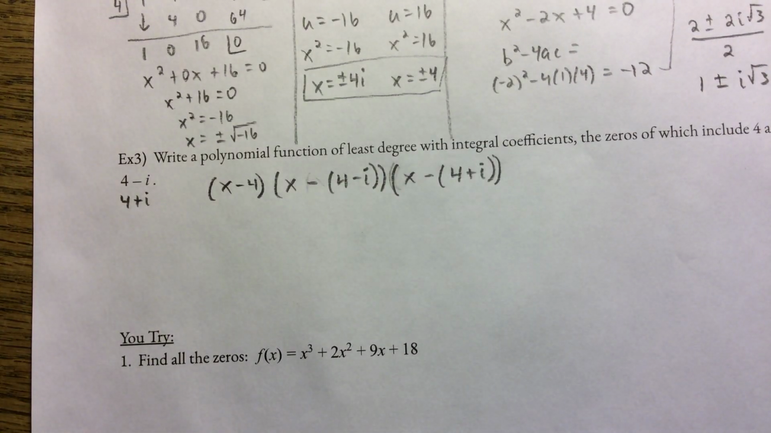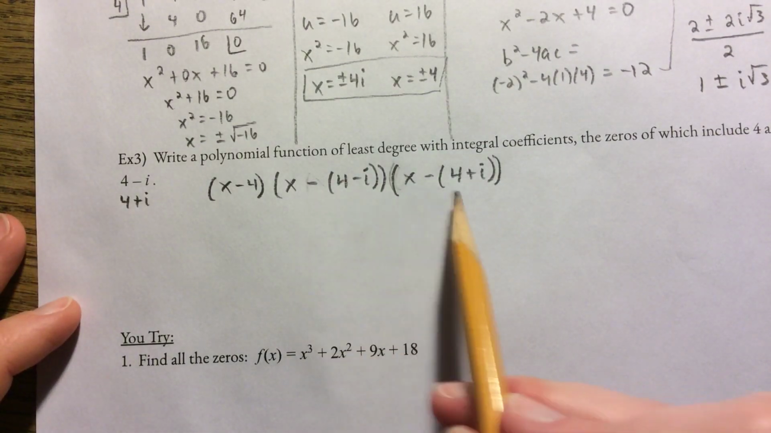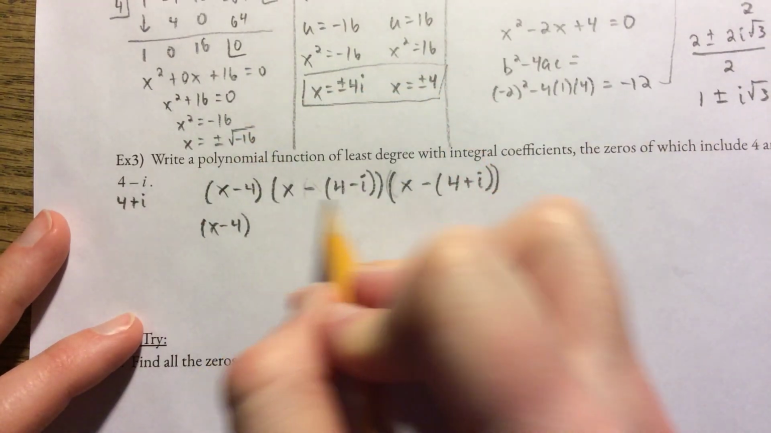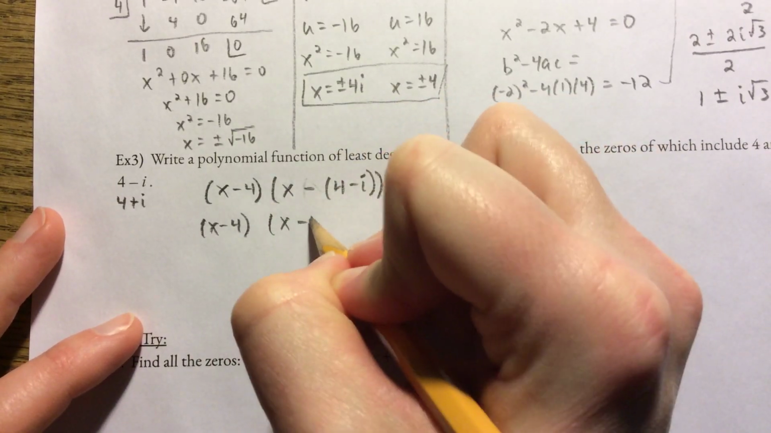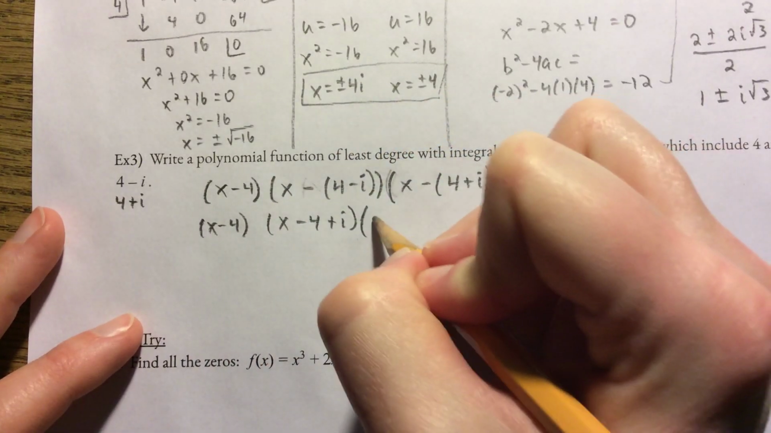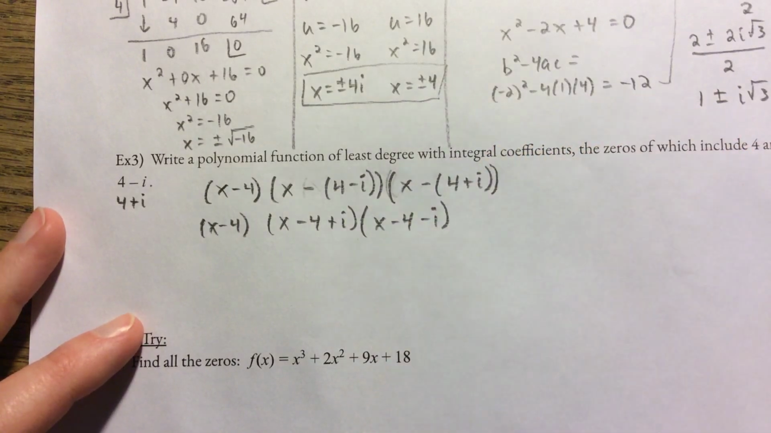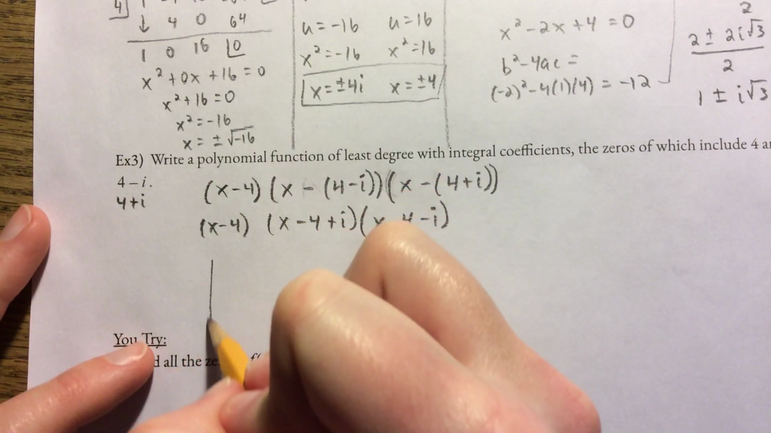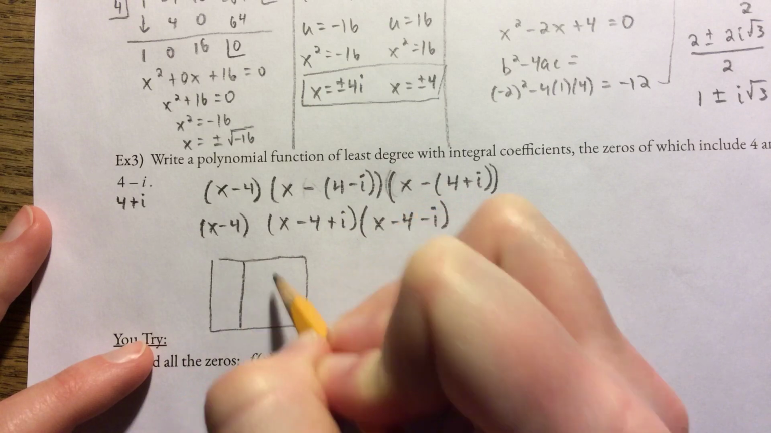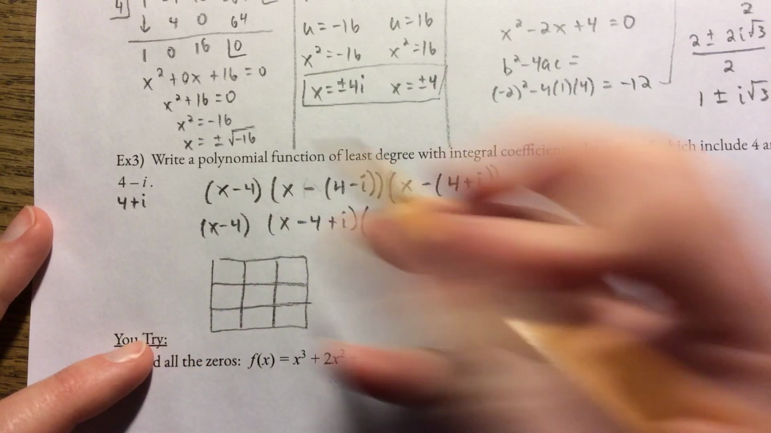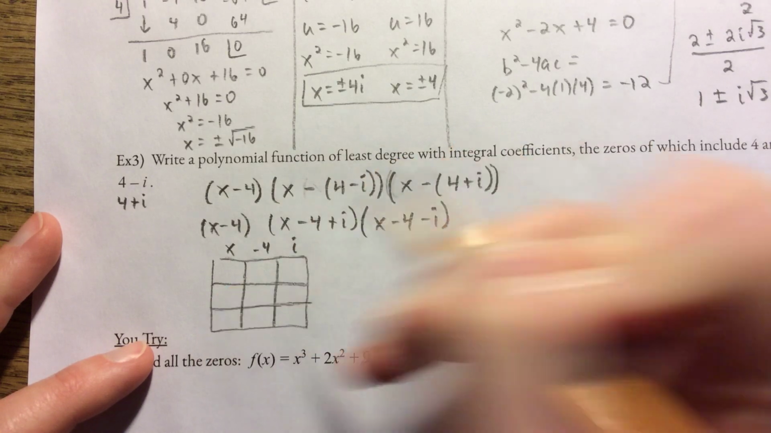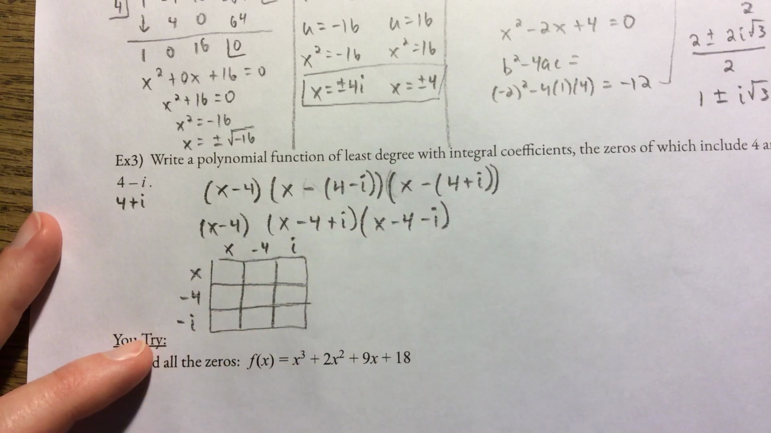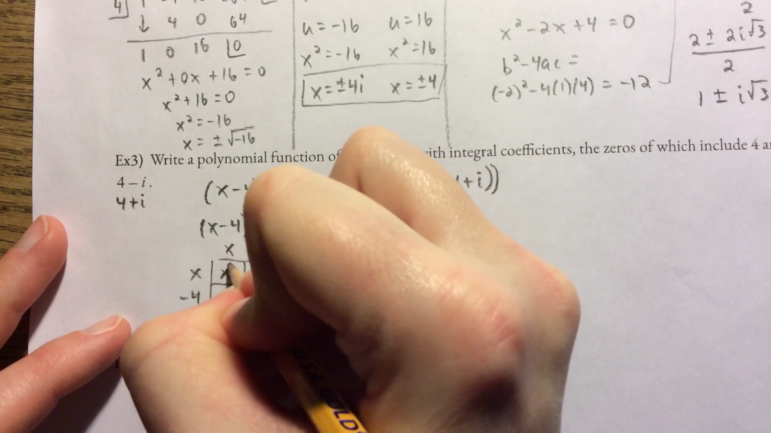Alright, so we're going to simplify these then. So in here, this is going to be the stuff I'm going to simplify first. So this is going to just stay the same for now. Inside of here, this is going to become x minus 4 plus i, x minus 4 minus i. And then these I'm going to multiply together. So you can distribute, or I would set up a 3 by 3 box here. So you're going to have an x, a minus 4, and an i, and x, a minus 4, and a minus i. And we're going to multiply into each of those boxes.